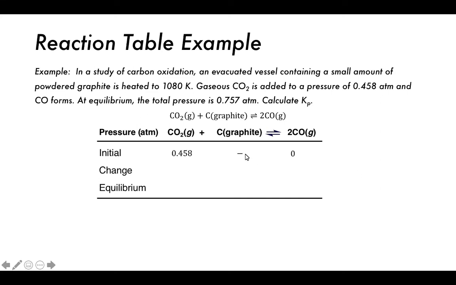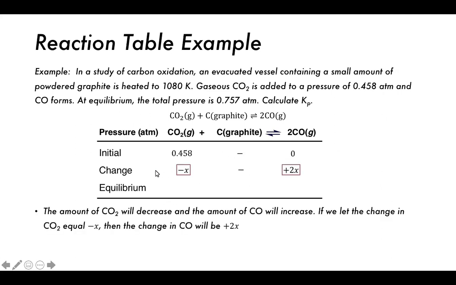Graphite is just there in excess, so its concentration doesn't really change. Then our change here is going to be indicated as minus X for CO2, because CO2 will be consumed to form the carbon monoxide. And the carbon monoxide is plus 2X, because for every mole of carbon dioxide which is consumed, so every minus X, there are going to be 2 moles of carbon monoxide formed. So it's going to be plus 2X. So the concentration or the pressure of carbon monoxide is going.